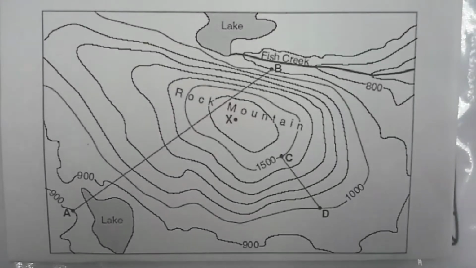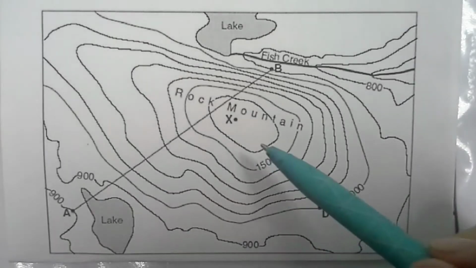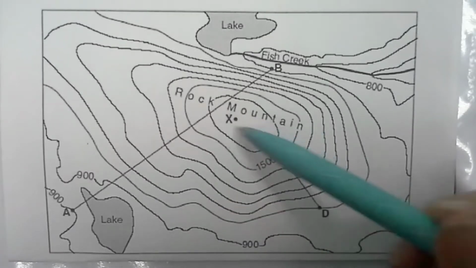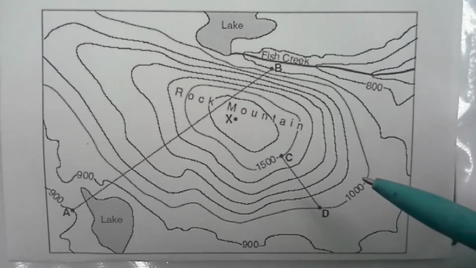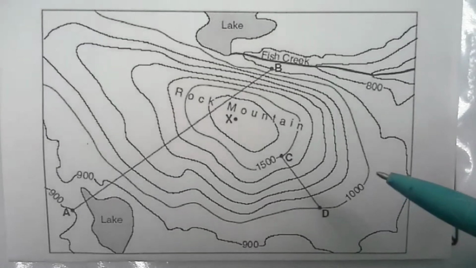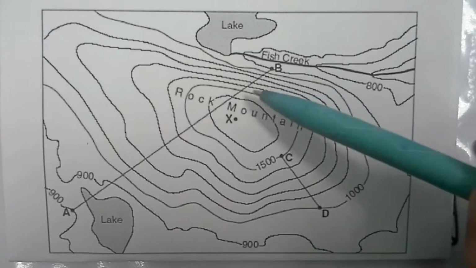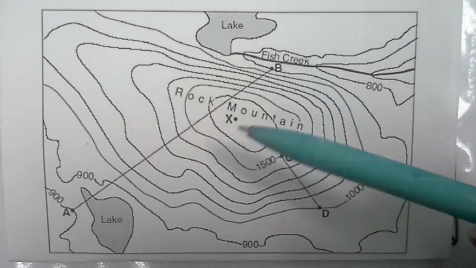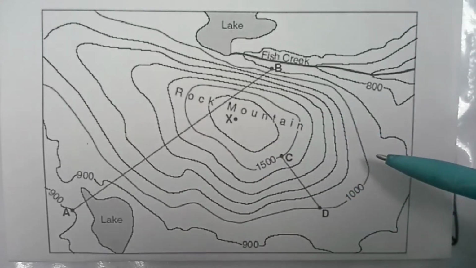Alright, looking at cross sections and how we create them in geography. Today we're looking at a landform called Rock Mountain, and it's a mountain obviously, we can tell by the shape of the contour lines. We're going to figure out the distance between contour lines, and then we're also going to create a cross section from point A to point B, which is obviously going to involve figuring out what each of these elevations actually are. Looking here, we can see some of the elevations are marked on the map already.